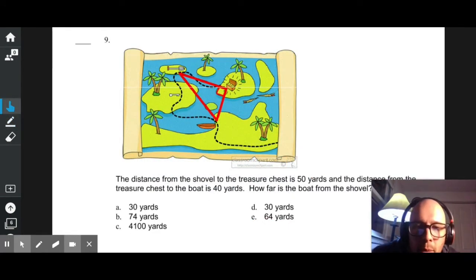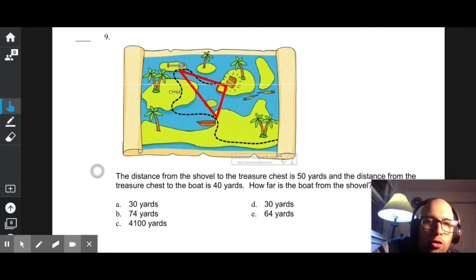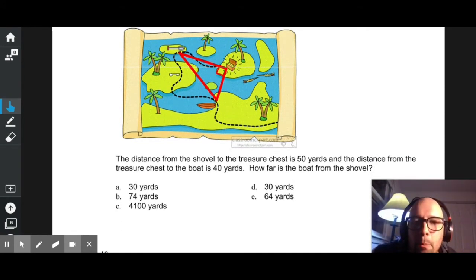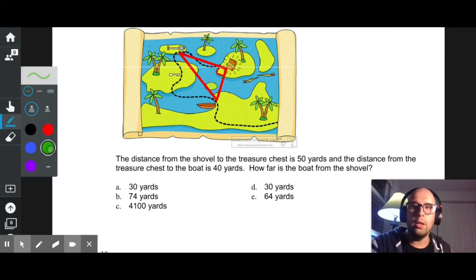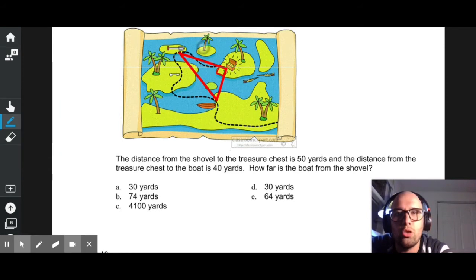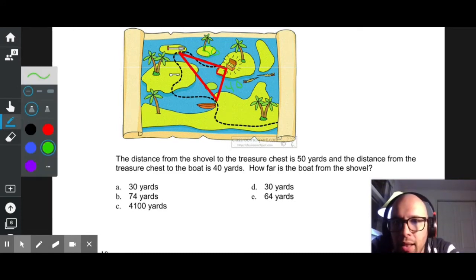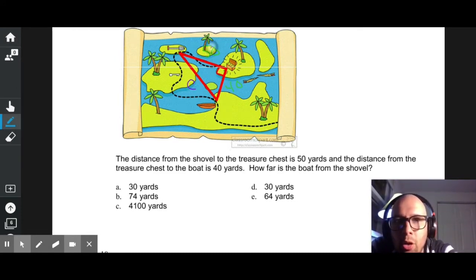The distance from the shovel to the treasure chest is 50 yards, and the distance from the treasure chest to the boat is 40 yards. How far is the boat to the shovel? Okay, so treasure to shovel is 50. And treasure to boat, I'm on a boat, is 40. And I don't know that length there in purple, so I'm going to call that C. So this is 50. Just like the last problem, I picked the wrong colors.